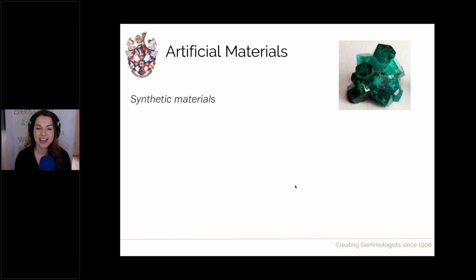So just to have a look at the definition of synthetics a bit closer. These are also known as laboratory grown or lab created gems, depending on what organizations you follow or what organizations you're a member of. Some organizations prefer to use the term synthetic, some prefer laboratory grown or lab created. As long as it's clear when we're defining the stones, everything's fine.